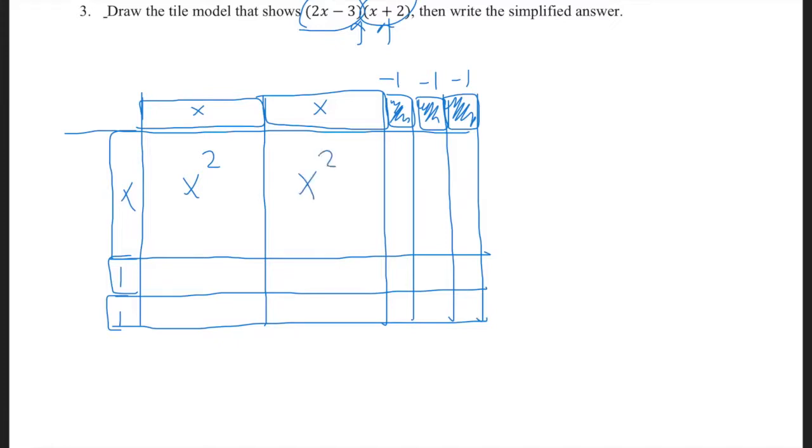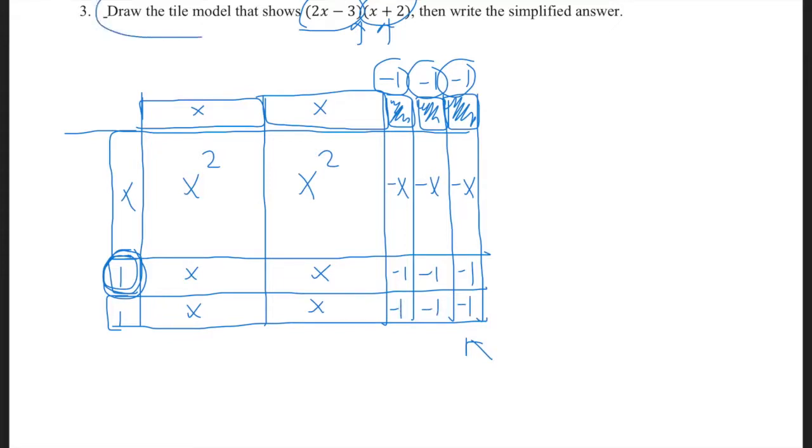X times x is x squared. X times negative 1 is negative x. Same for this and same for this. X times 1 is positive x. Same for that. Same for this, same for this. And all 6 of these squares here are going to be negative 1 because you have a positive 1 times negative 1. Positive 1 times negative 1. Positive 1 times negative 1. All right. Okay, draw the tile model.